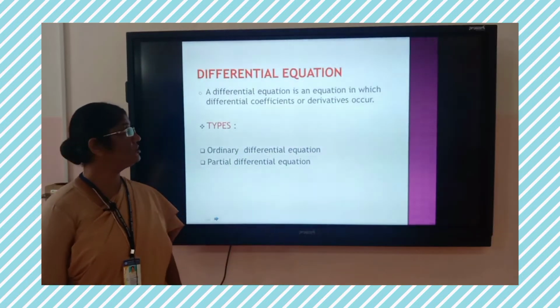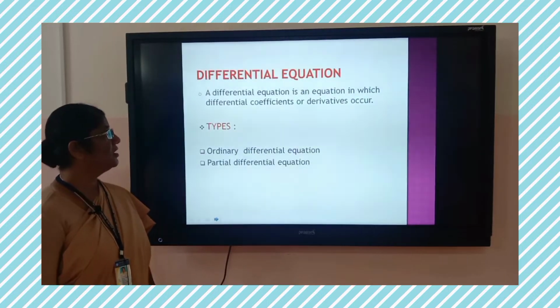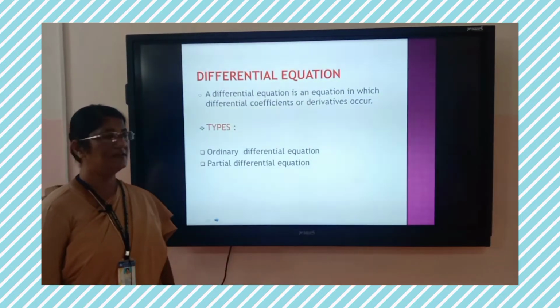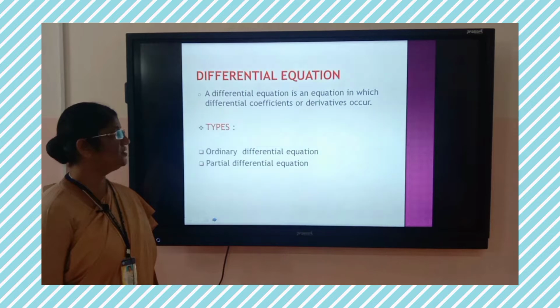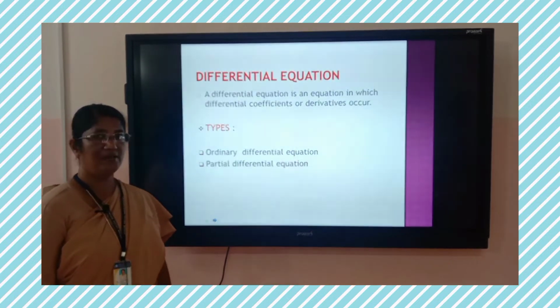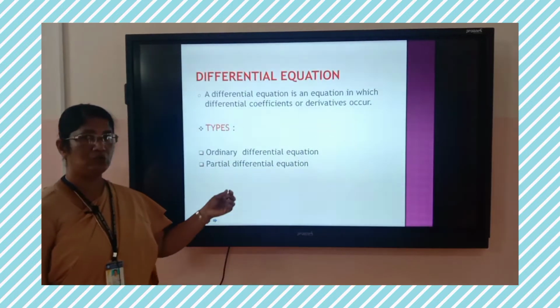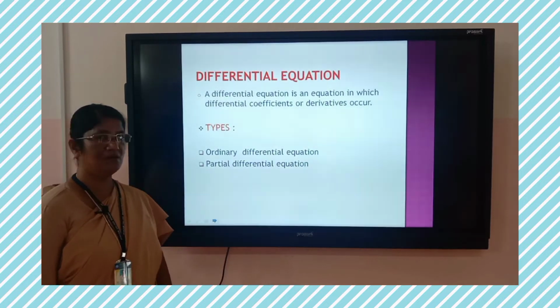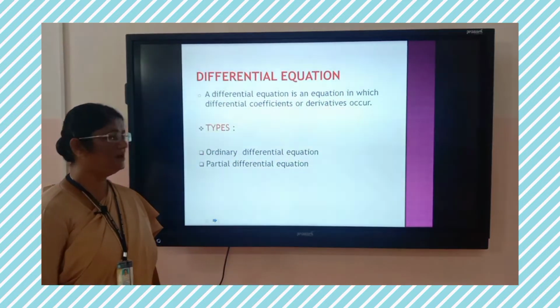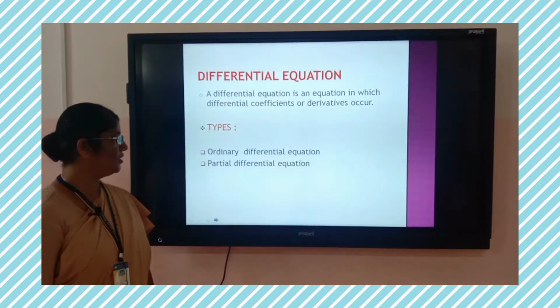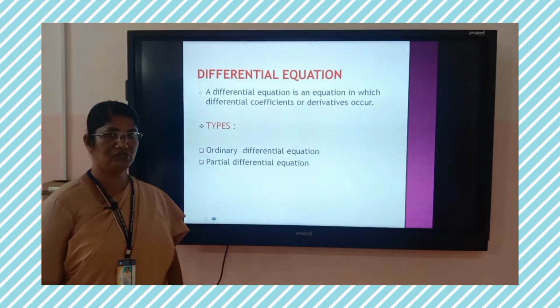Now we will see the definition of differential equation. A differential equation is an equation in which differential coefficients or derivatives occur. There are two types of differential equation. First one, ordinary differential equation. Second one, partial differential equation.